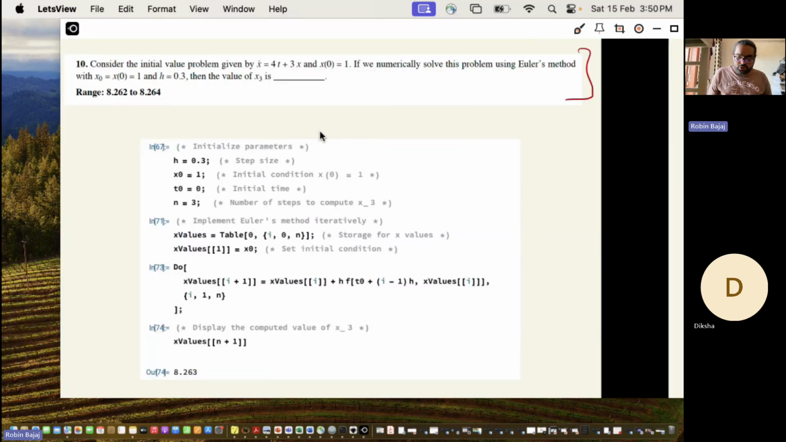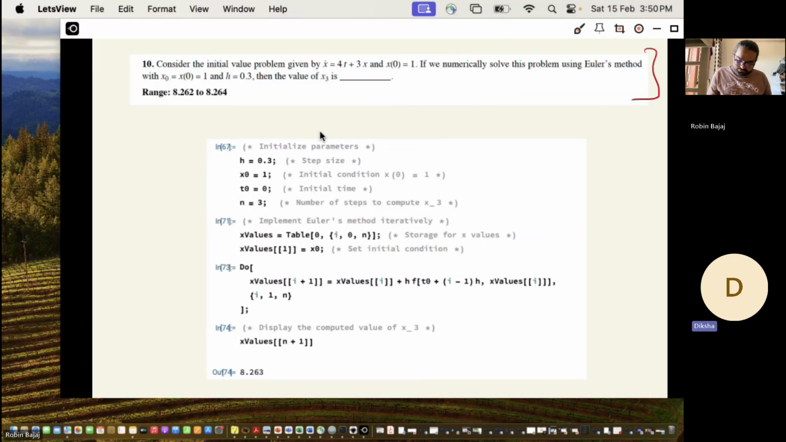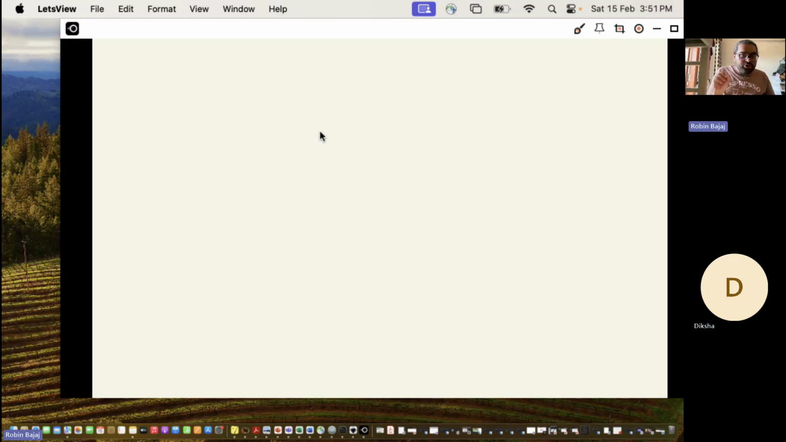Diksha, do you have any idea about Euler method? Yes, sir. Okay, so what that really is? It's basically how do you define derivative in terms of just discrete differences. Do you know that definition?